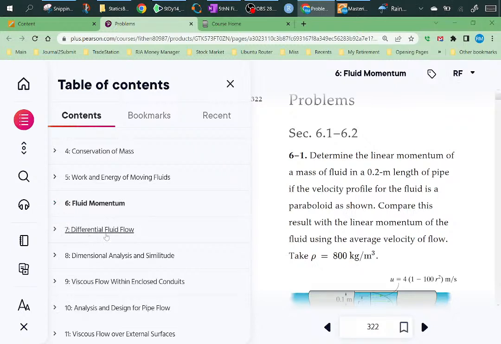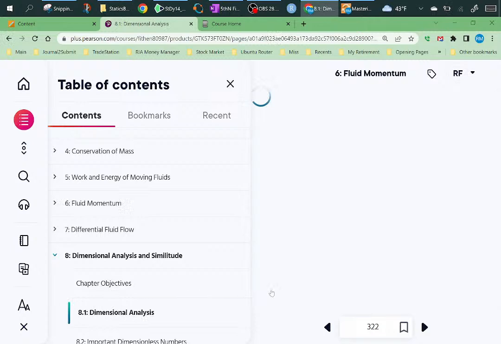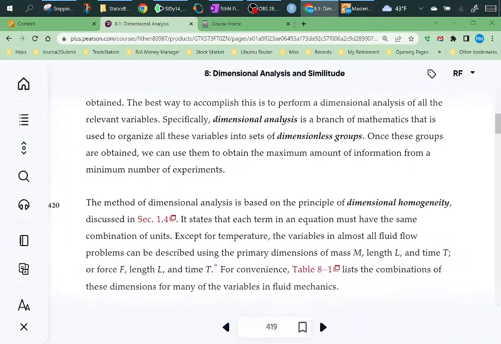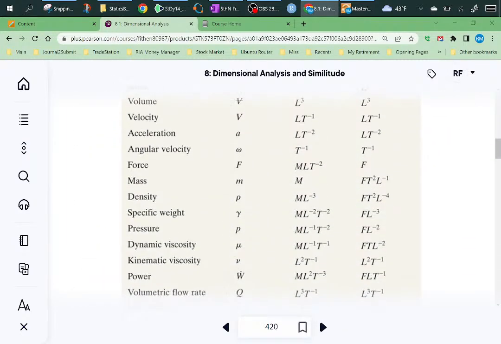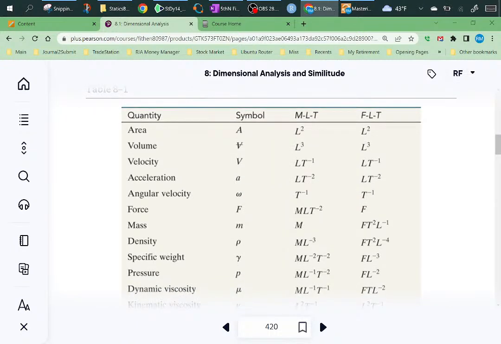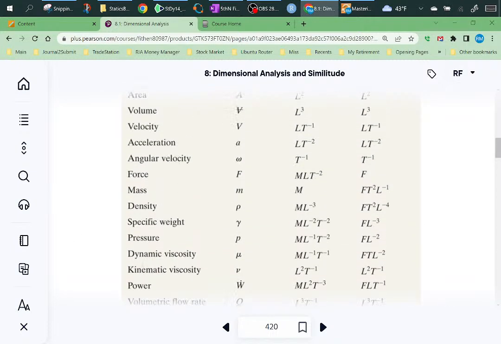So we're going to skip this one. We're going to go to this one. And I'm going to basically set up. Let me see what he's got first. Okay, and he may not immediately go to a pipe problem, but if he doesn't, that's what we're going to go to. So first thing he does, this is a good thing, he comes up with the symbols, the quantity, and an MLT representation and an FLT representation. And he goes through it, and we may make use of this for a minute.